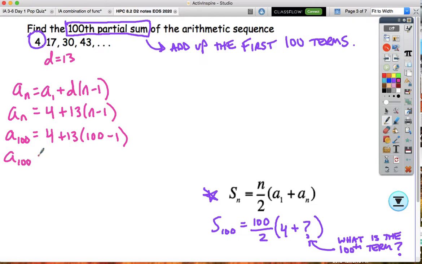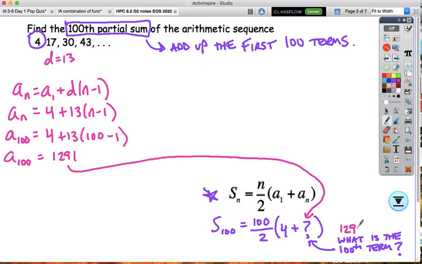And you'll see that the 100th term is 1,291. So that is the number that would go in here. 1,291 is the 100th term. So now if I use this formula, I will be able to get the sum of the first 100 terms without having to actually list them out or type them all in my calculator.